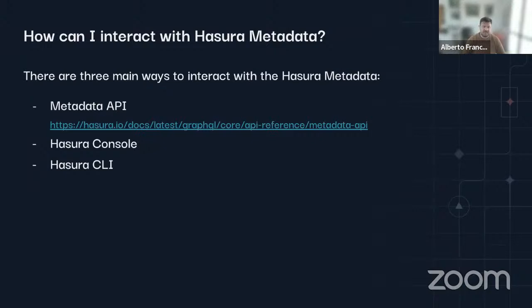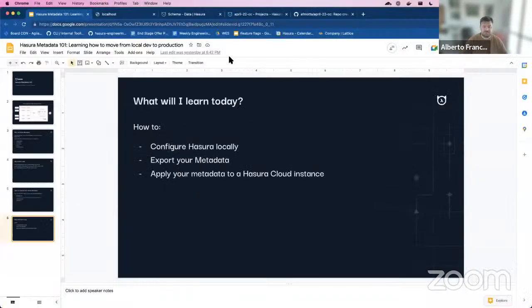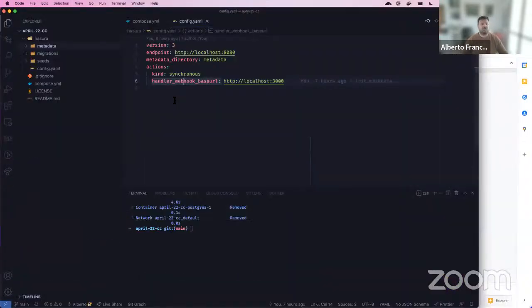So I expect that most people that interact with the Hasura metadata, they do actually use the console and the CLI. And so for today, what we will learn is basically how to configure your Hasura instance locally, then how to export your metadata, and then how to apply those metadata to a remote Hasura cloud instance, okay? So basically going, as we mentioned in the beginning, from local to production.